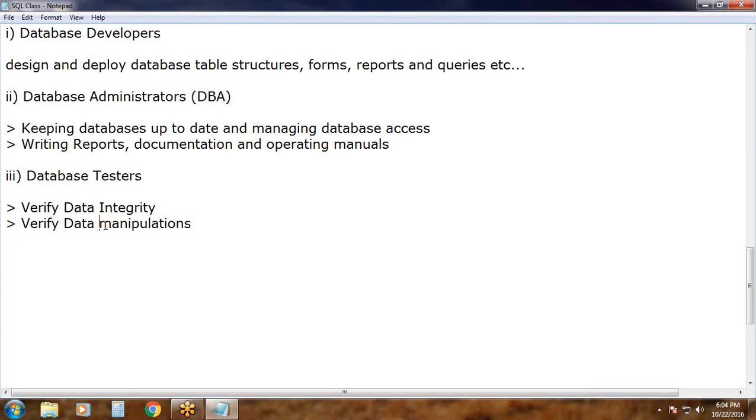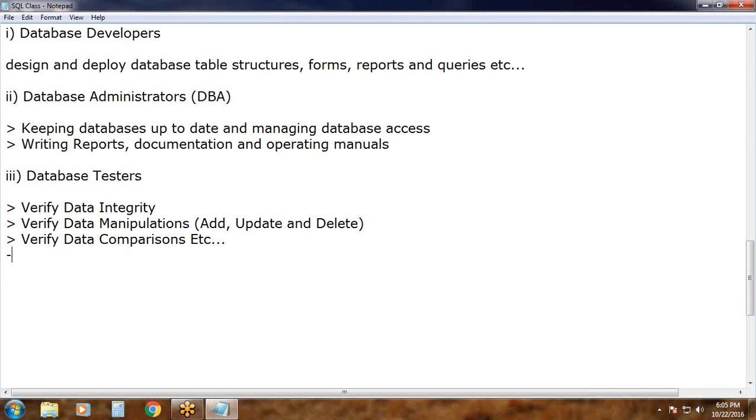Transactions. What are the important data manipulations? Add, next, update and delete. Next, verify data comparisons: comparing front-end data with back-end data, or comparing two databases, two resources, or comparing Excel file data with database data, etc. Verify data comparisons, etc. So many operations are there that we will discuss later.